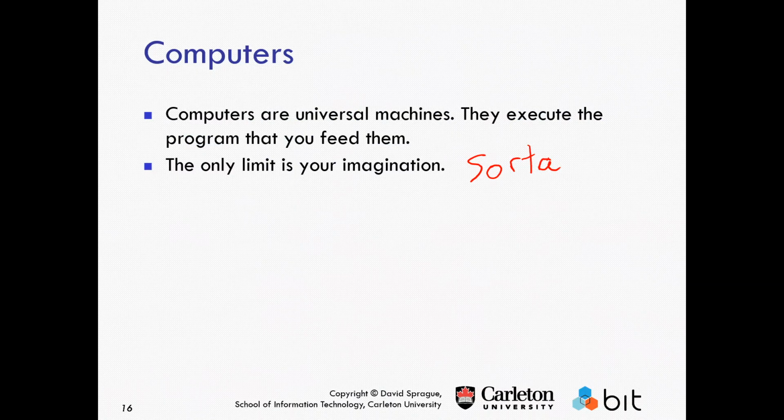Computers are universal machines. They execute the program that you feed them. Great. Only limits to imagination. There are actual limits to computers. Before you even have a computer, they found out what the limitations are. For example, you cannot prove that any random program will ever terminate. But for the most part, we have not really hit many of the upper limits to what you can do with a computer yet.